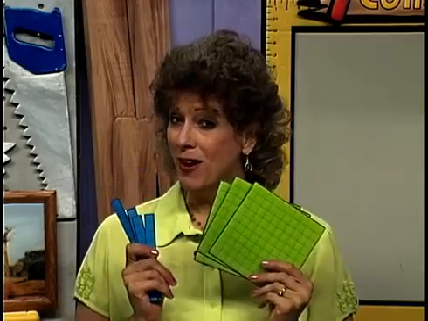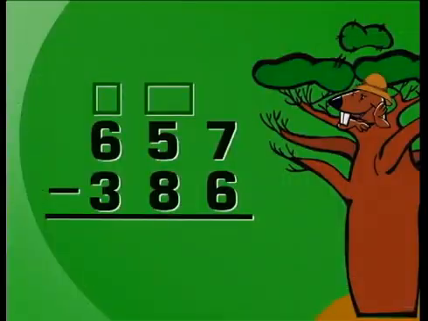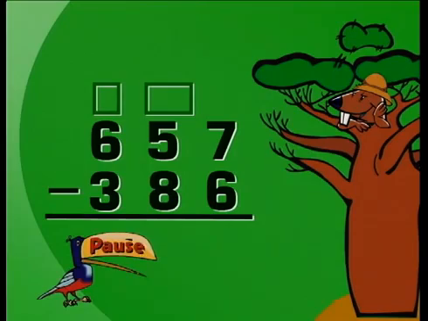I'm going to show you the equation, and you pause to work out the equation on your scrap paper and show the renaming. Don't use your place value kit unless you really need to. Okay, let's try it. 657 minus 386. Pause to work. All right, let's see what your scrap paper looks like.